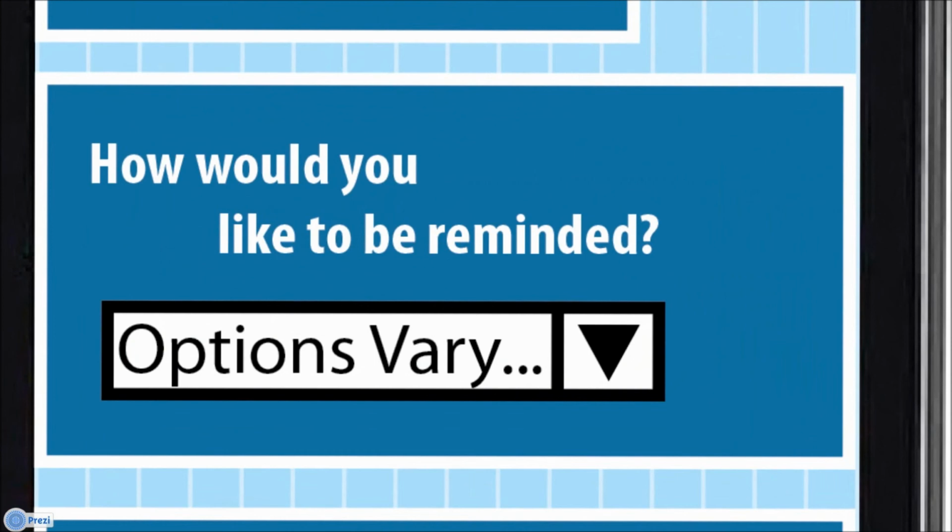This could be anything from playing a desired song or ringtone to simply pushing a silent notification to the user's notification window. The reason the drop-down says options vary is because the app will change the options depending on the device it is used on and what its capabilities are.